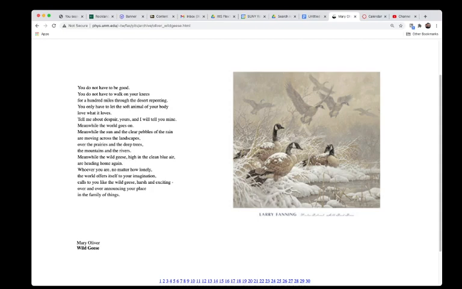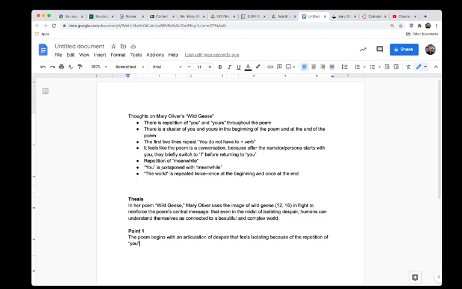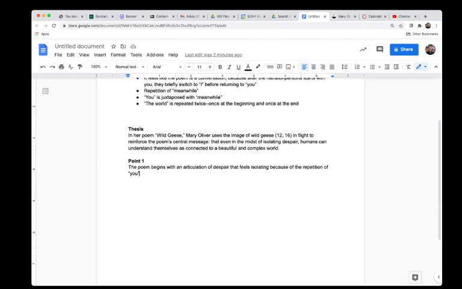The world is continuing and there is joy in that world. There's the sun, the clear pebbles of the rain, the wild geese are calling, right? And so no matter how lonely you are, the whole world is there to be connected to you if you can only see it. That's what I think the message of the poem is, right? So anyway, my first point is going to be that articulation of despair, and I'm going to bring in that repetition of "you" to reinforce it.